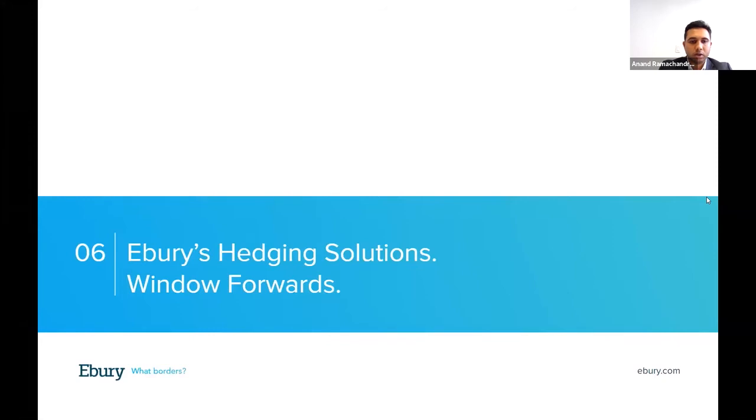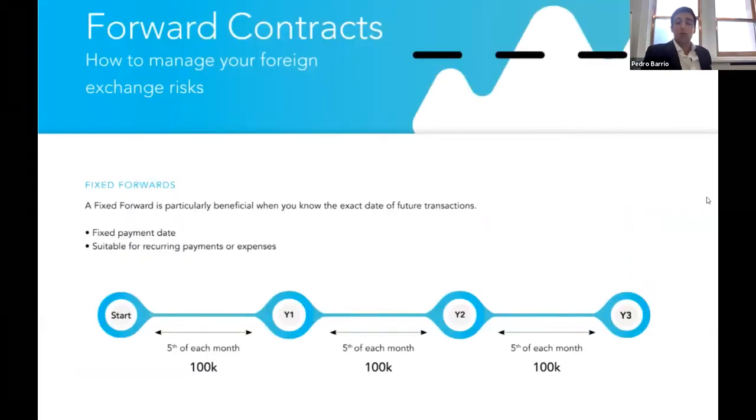Yeah, so I'll hand off to Pedro, who'll help us understand the different solutions that Ebury has to help with hedging your risk in INR. Yep, so as many of you are most likely aware, one of the areas where Ebury tries to add huge value to its clients is through the protection of operational margins, like Anand was mentioning just now. So we do have a range of products that we can use to hedge that currency risk. The two main ones, which I'm going to discuss very briefly because it's something that's probably very present for everyone, are fixed forwards and window forwards.